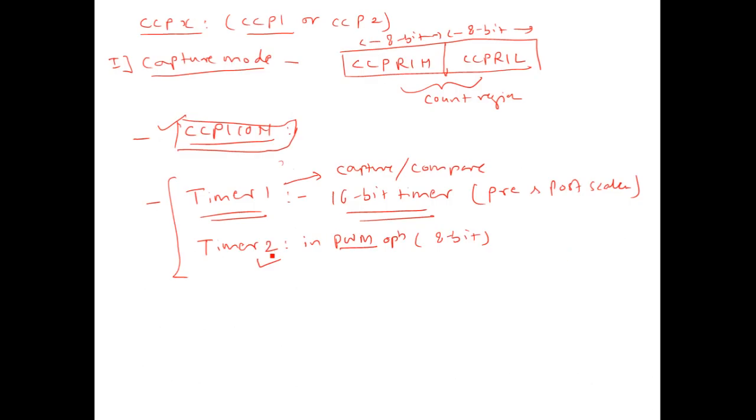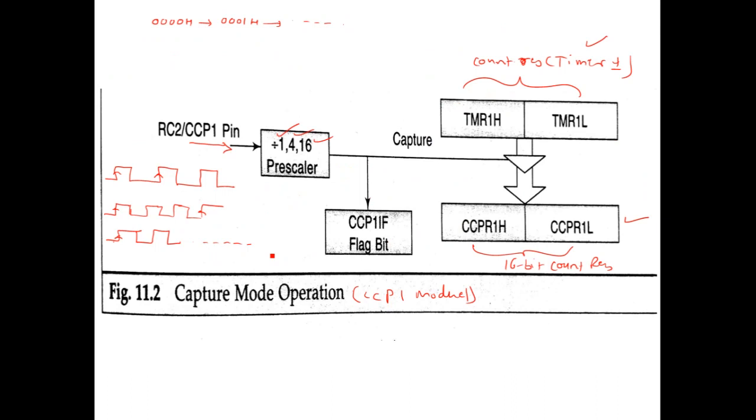So that's how the capture mode of operation will operate. We have seen this block diagram. Whatever signal you supply from outside, at every falling edge or rising edge, the count will be captured into the count register, and the CPU will be interrupted. You can understand that this can be used, for example, to measure the period of the input waveform.